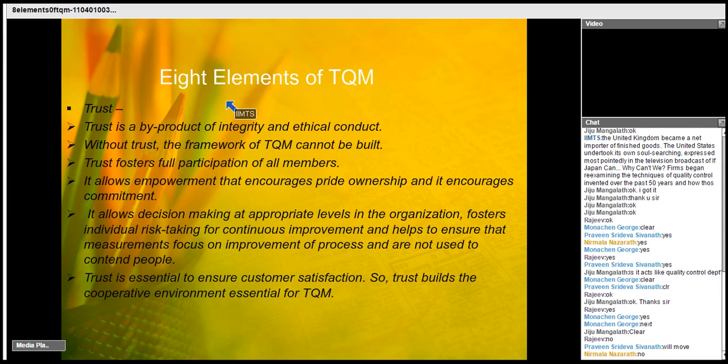Then trust. Trust is a very important part. Trust is a byproduct of integrity and ethical conduct. Without trust, the framework of total quality management cannot be built. Trust fosters full participation of all members. It allows empowerment that encourages pride and ownership, and it encourages commitment. It allows decision making at appropriate levels in the organization. Trust is essential to ensure customer satisfaction. So trust builds the cooperative environment essential for total quality management.